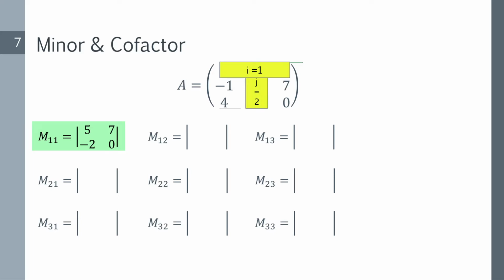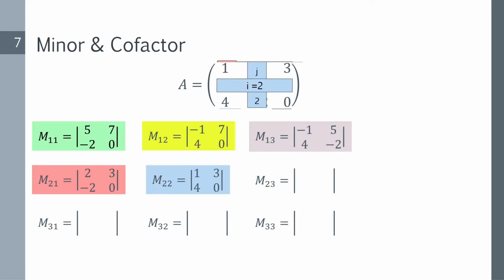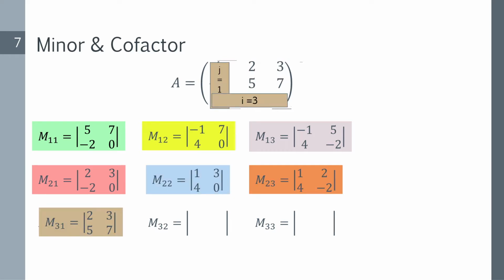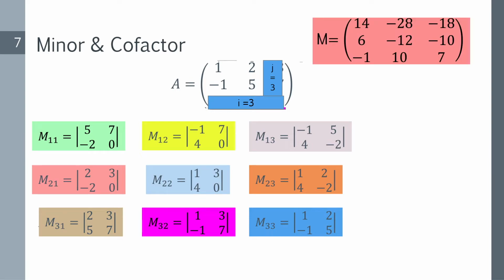If I want to find 1, 2, so this is eliminating the first row and then the second column. And then this one is repeated for 1, 3. Then 2, 1, 2, 2, 2, 3, then 3, 1, 3, 2, 3, 3. Normally no one is jumping around; we will do it systematically, row by row, column by column. And then after that, how do you get this minor?